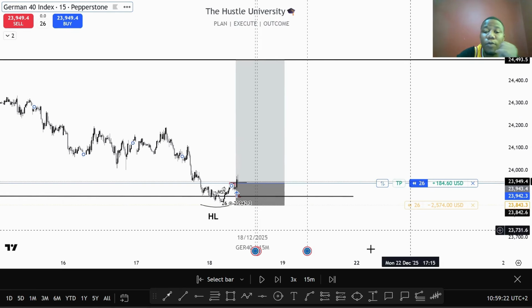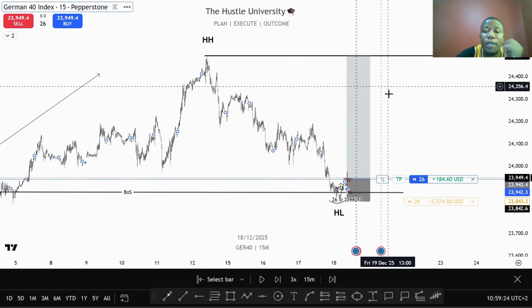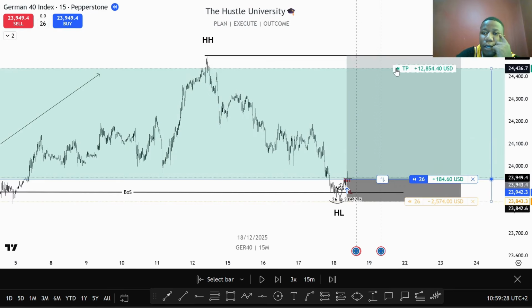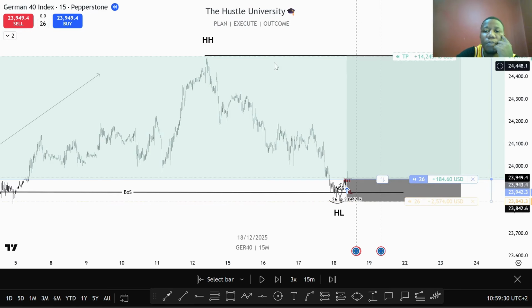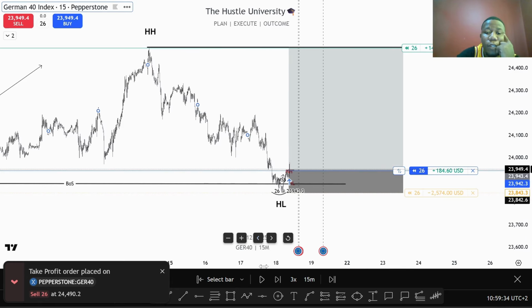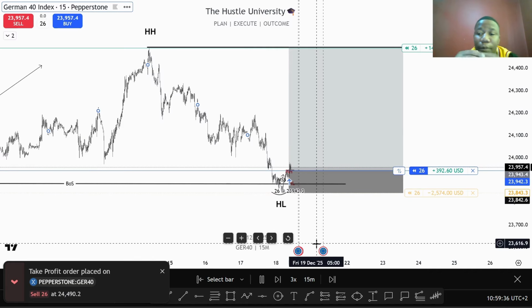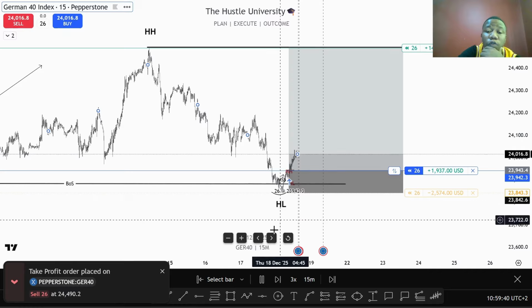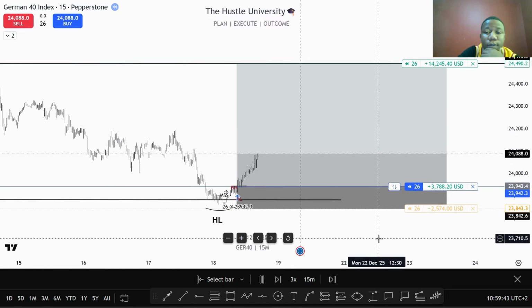So price should be able to take price back up as long as it remains bullish. It should be able to take price back up to the upside. That means our TP will just be above that. You get what I'm saying? So this is how the trades end up playing out. As you can see, price just continues to move to the upside.